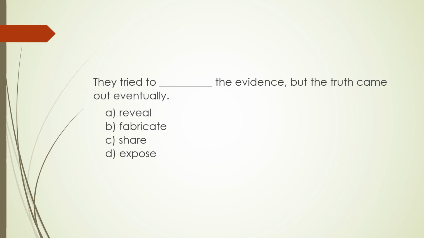They tried to dash the evidence, but the truth came out eventually. Choose from the words given below. The answer is fabricate. They tried to fabricate, that means cheat upon the evidence, but the truth came out eventually. So fabricate is to cheat, to put across the wrong idea and not the truth, but the truth came out eventually.